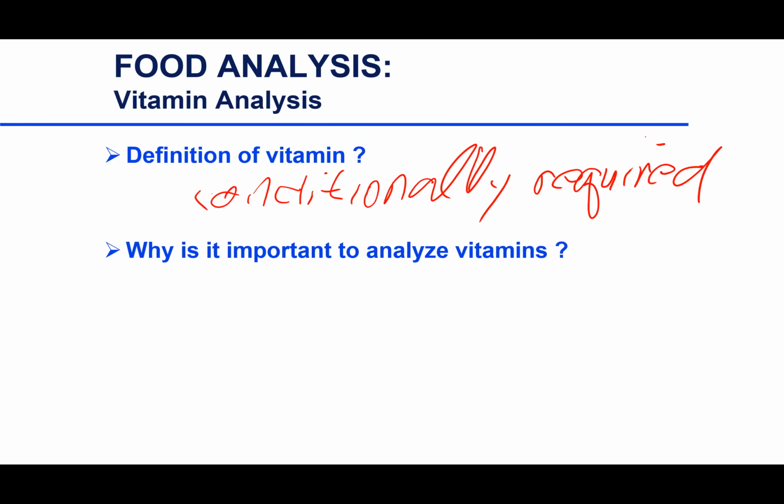Because if we don't get enough, and this has happened a lot through history, vitamin deficiencies have killed, I'll tell you now, millions of people over the history of the human race. So we want to know how much is there, so we make sure we're getting enough, and that you're able to function optimally in terms of what that particular vitamin does.